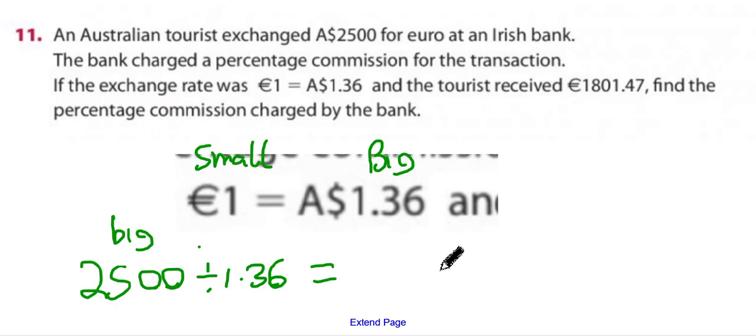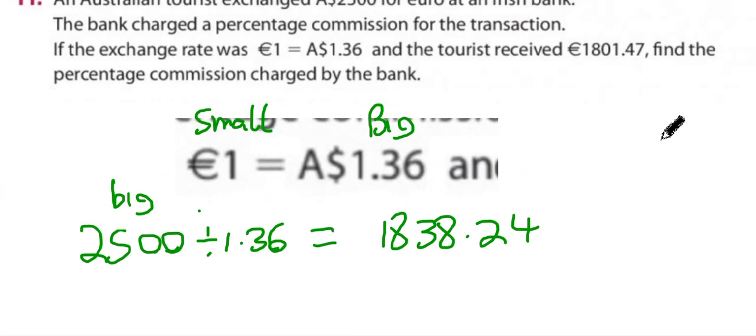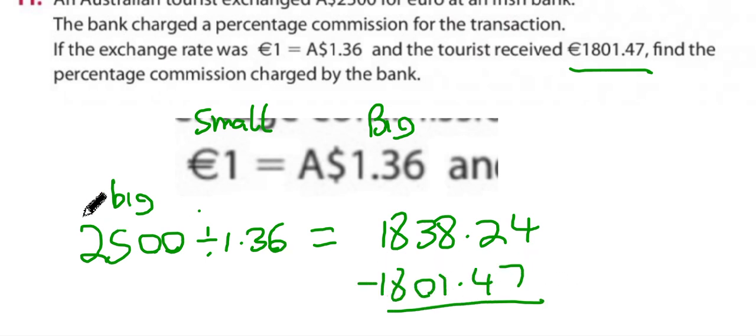What do we get when you divide it then? Anybody? 1838.24. Is everybody cool with that? Now, that's how much money we were meant to get. But we didn't get that money. A small amount was taken off us. So we take the two of these away. So how much money was actually taken off us?